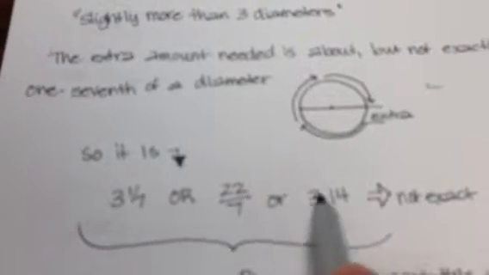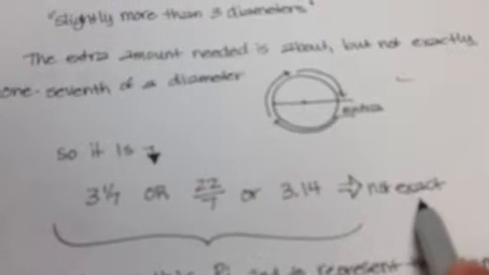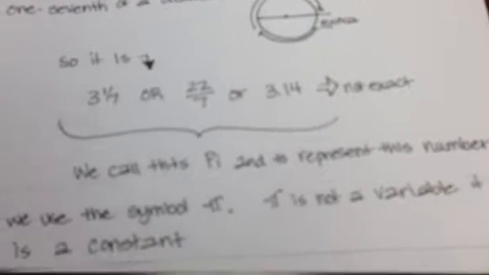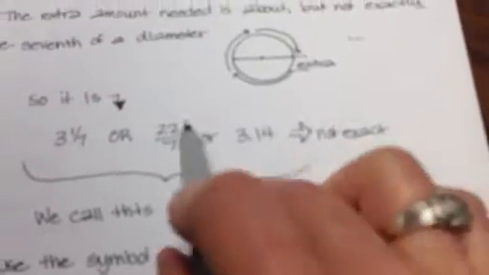All 3 are not exact, but we call all of this pi, and to represent this number, we use this beautiful little symbol. I think it's a T for Tammy, but no, it's pi. Okay, so pi is not a variable. It doesn't change. It's always going to be this value. So it's not a variable. We call it a constant.